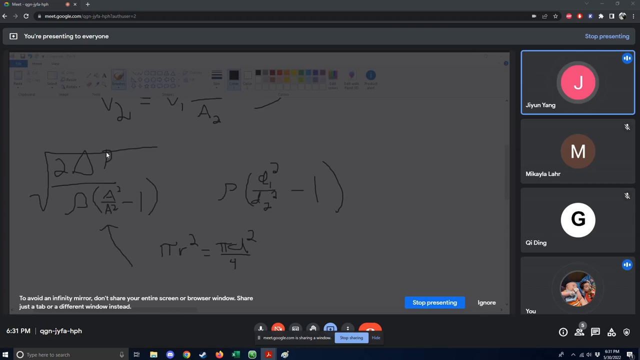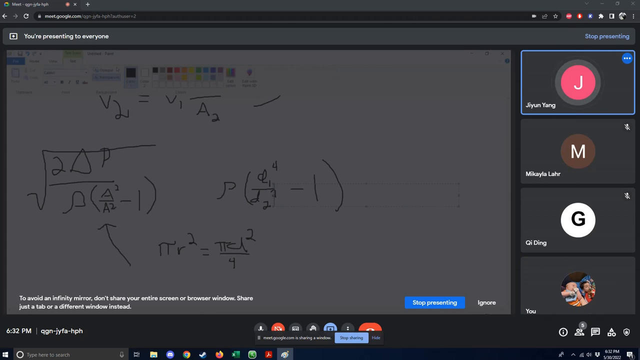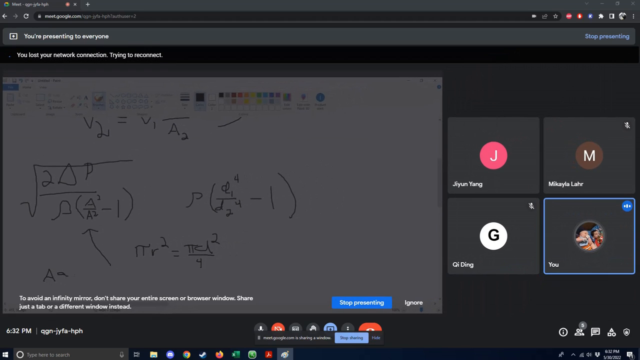Oh, actually, I think I made a mistake with my equation. The area is being squared in both top and bottom, so that would mean this is to the fourth. Is it d to the fourth? Oh yeah, because I was just realizing, I said area was proportional to the diameter, but that's not true. It's proportional to diameter squared.